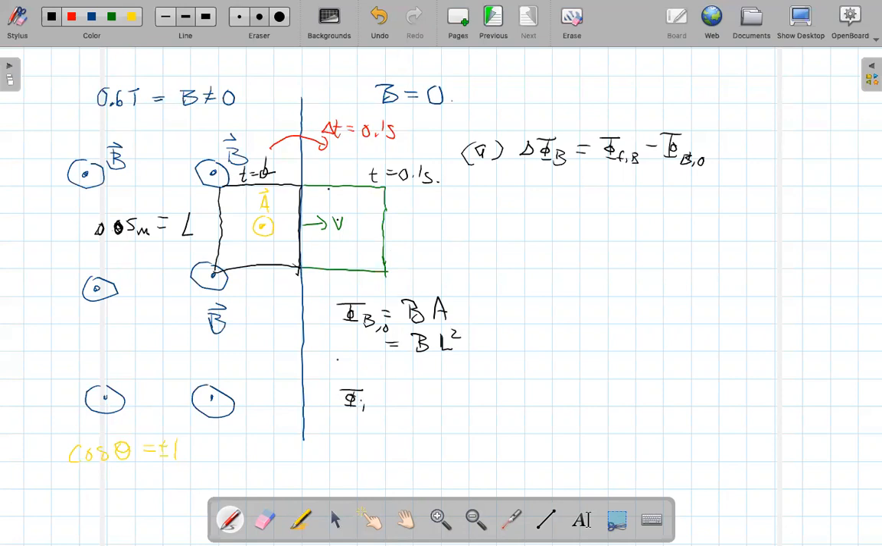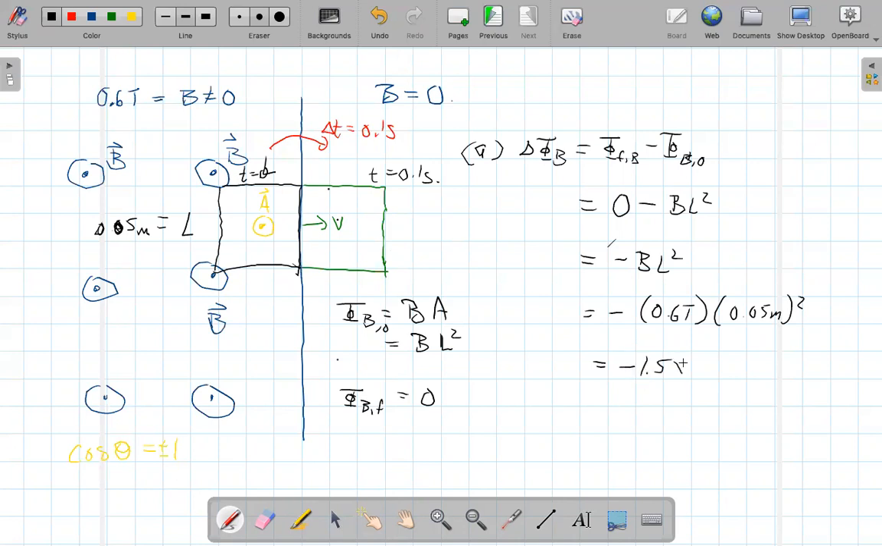My final flux then is going to be equal to the same thing, but in this case, since it's on the exterior, the magnetic field is simply equal to 0, which means my final flux is equal to 0. So my change in magnetic flux is going to be equal to 0 minus B times L squared, which means that my change in flux is just minus B times L squared. So this is equal to minus 0.6 Tesla times 0.05 meters squared, which works out to be minus 1.5 times 10 to the minus 2.